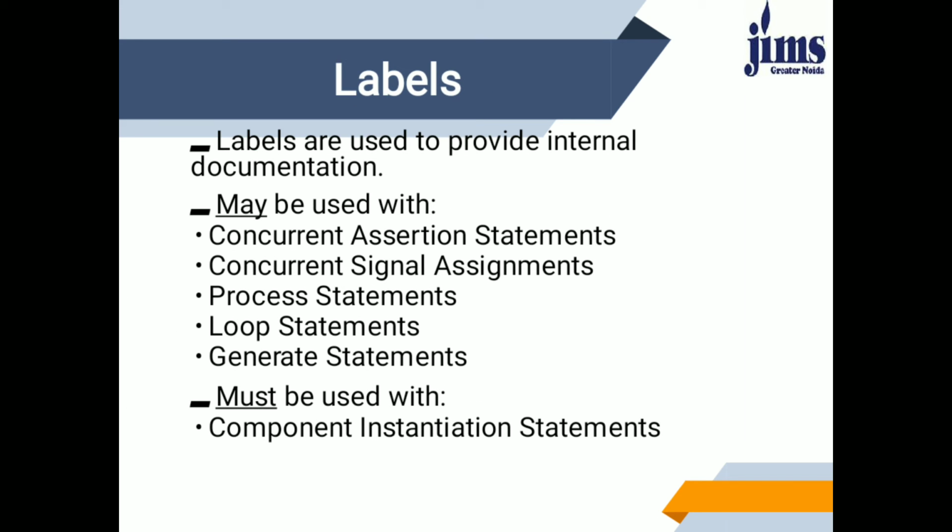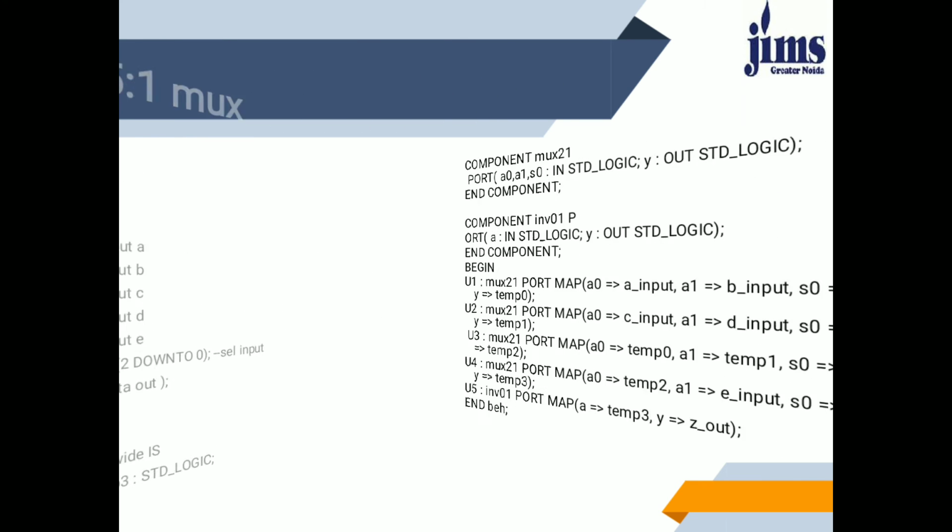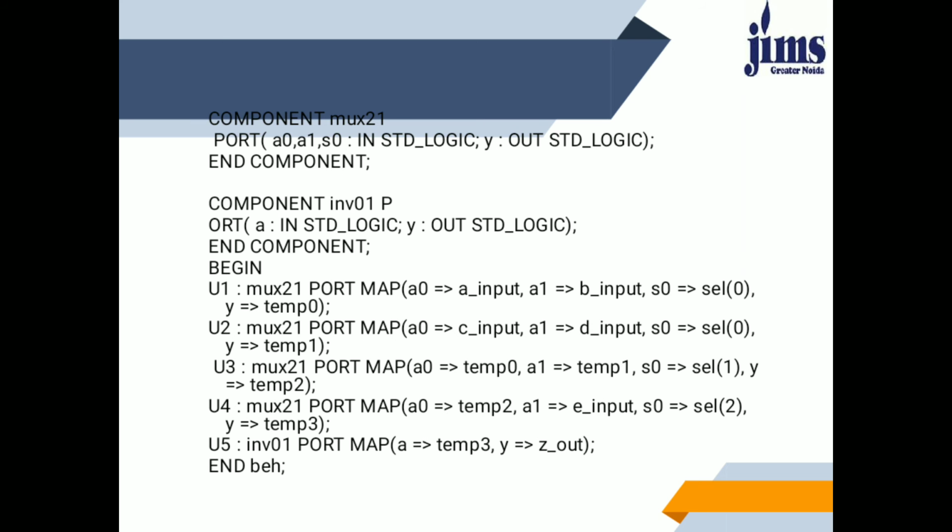Here, why do we use labels? Because labels are used to provide internal documentation and may be used with concurrent assertion statements or concurrent signal assignments, or process statement or loop statement, or a generate statement. And it must be used with component instantiation statements. See, here is an example, we can take it, but for now let's move to another example.